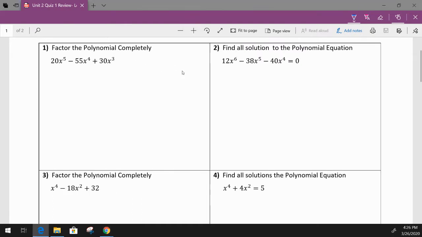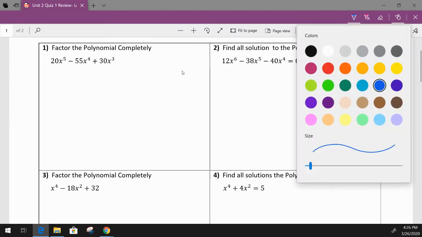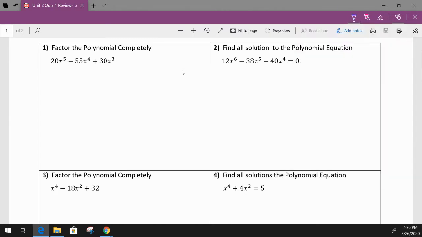When we are factoring, step number 1, always look for the greatest common factor that can be factored out of any of the numbers or any of the variables. If I look at my 3 terms, 20, 55, and 30 can all be divided by 5, so they all have a factor of 5 in them. So I can factor out a 5. They also all have x's, so I can factor out an x to the third.